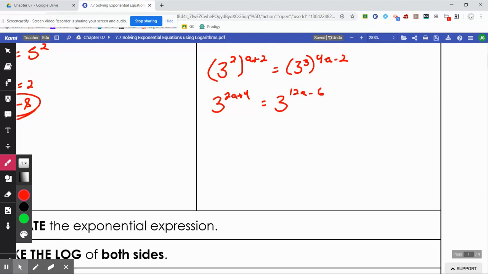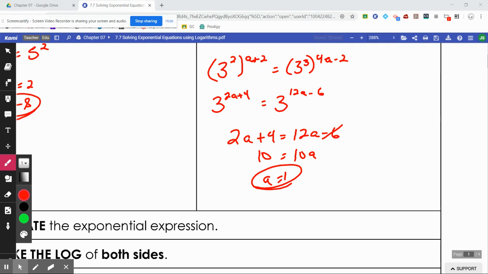And now that we have the same bases, we can simply set the exponents equal to each other and solve. Move the 2a over, you're now left with 10a. Then move the 6 to the other side, and you find out that a must be 1.